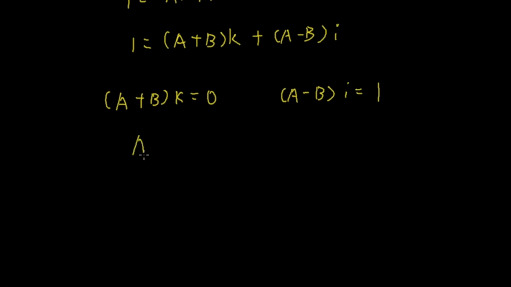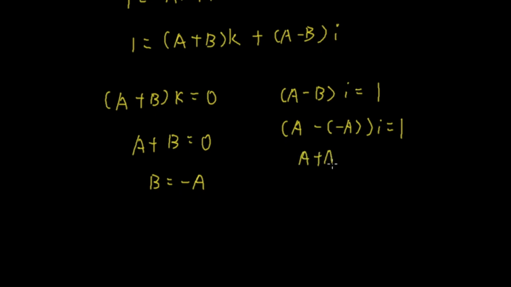Now right away we can say that a plus b is equal to 0, right? Divide both sides by k, we get that. That means b is equal to negative a, because we just subtract a from both sides. Now we can replace b here with negative a, so we have a minus a times i is equal to 1. Now this will become plus, so a plus a times i is equal to 1. Now this is 2a times i equals 1.